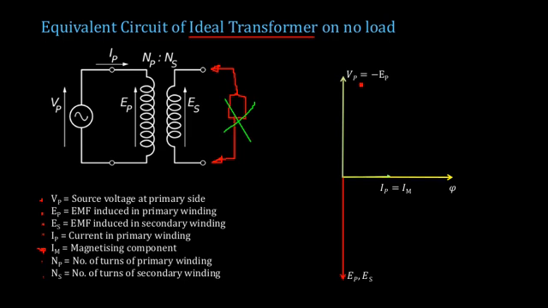Now what happens? We are applying a voltage Vp. This voltage Vp makes some current Ip flow, and this Ip will cause some flux to be created in the core. We are assuming here that we have an air core structure.